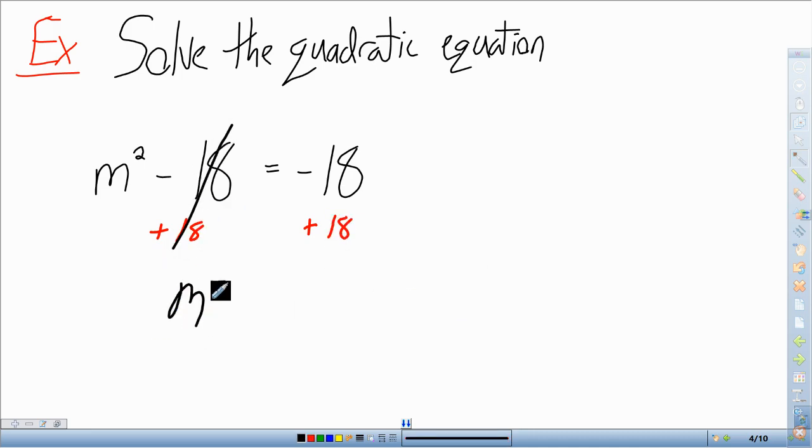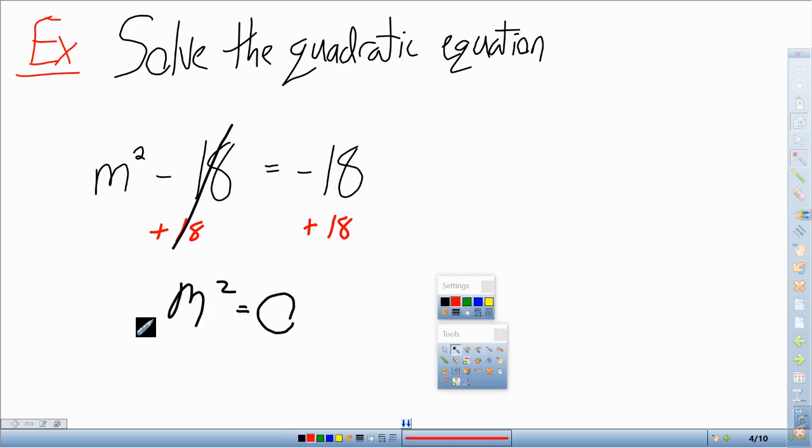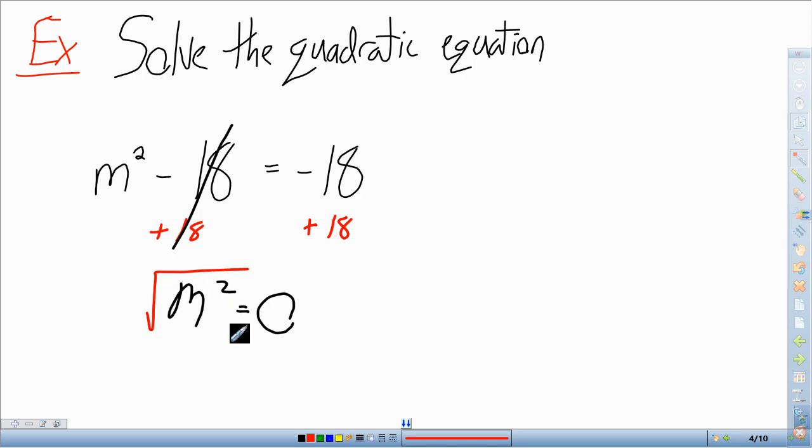So I'm getting m squared equals negative 18 plus 18, which gives me 0. Then from here, taking the square root of both sides, getting rid of that power of 2, those cancel. I get m equals plus or minus the square root of 0, which is 0. There's no such thing as plus 0 or minus 0, so we're just writing one answer, m equals 0.